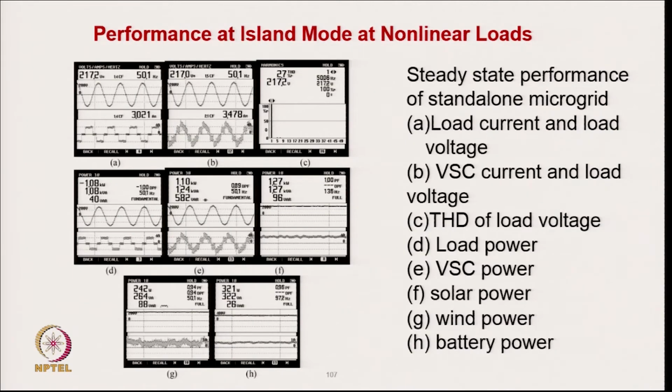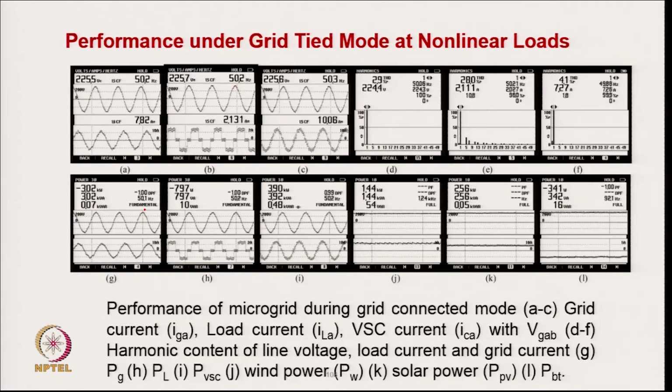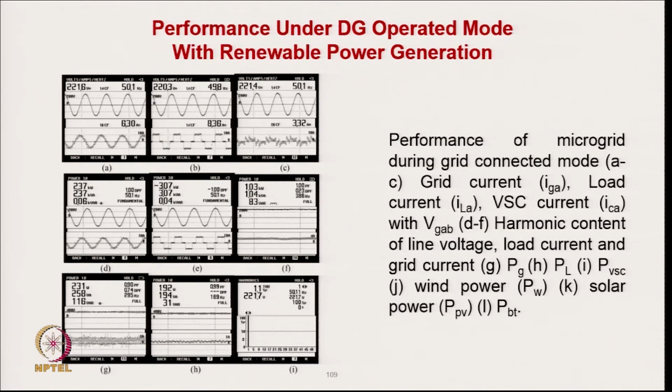These are typical experimental results. In islanding mode, you have a voltage THD of 2.7% even with a non-linear load, when you are feeding a highly non-linear load of this nature with quite high THD. And low THD here is the grid connected mode, where you have a grid current THD of quite low, around 4%. And this is when you are operating in the DG set operating mode.